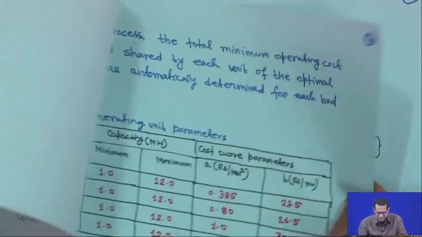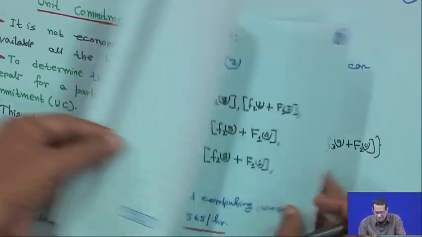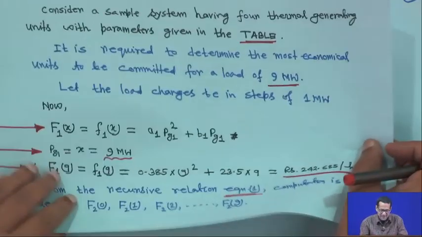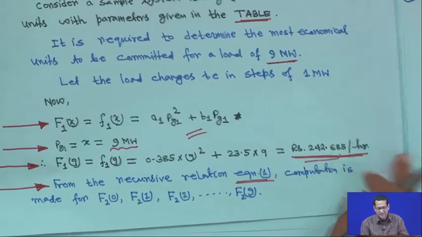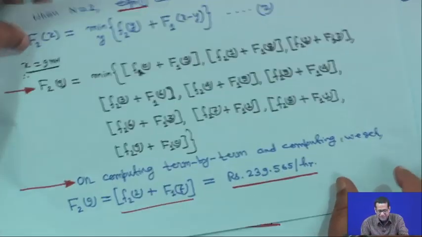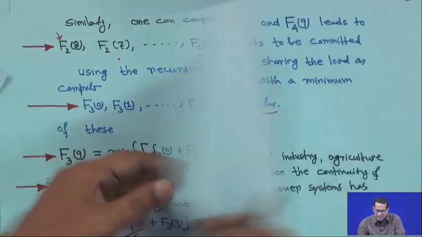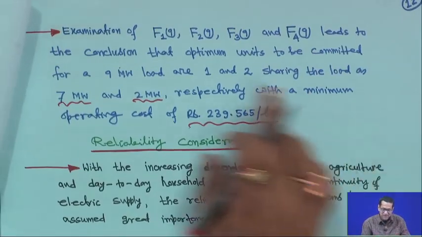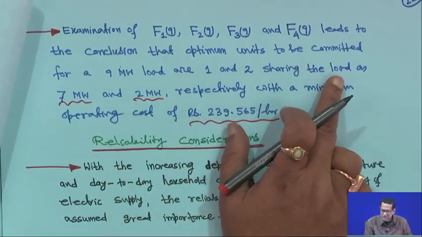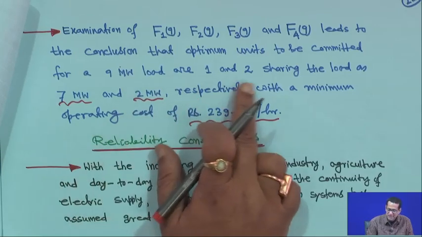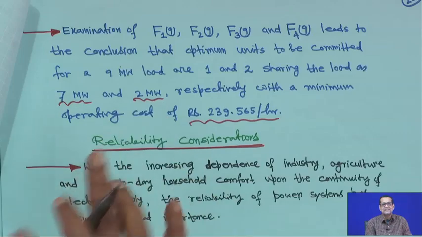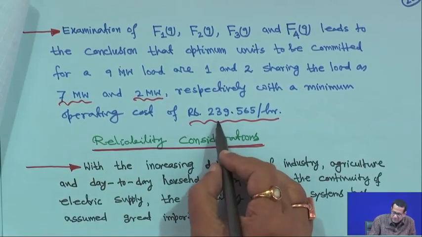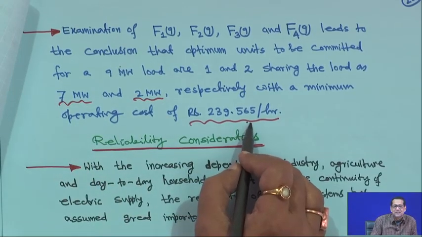For unit 1, here this calculation, we have done f1, and it is 242.68, so it is higher, right. So that means your only unit... after combining all, this leads to the conclusion that the optimum units to be committed for 9 megawatt are 1 and 2, sharing load as unit 1 at 7 megawatt and unit 2 at 2 megawatt. This is the best one, and the minimum cost for that load is this much per hour.